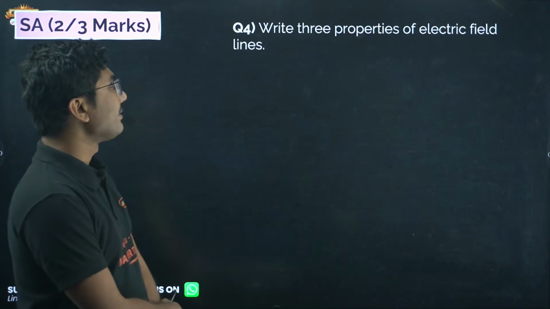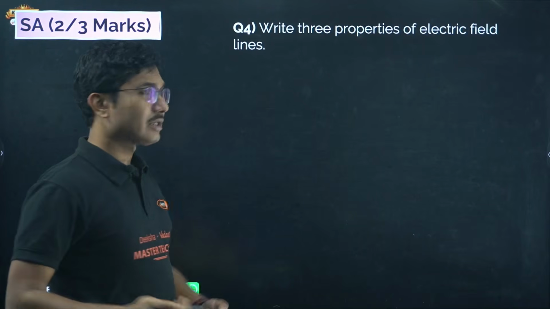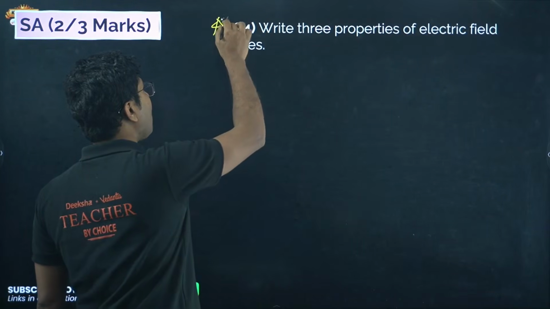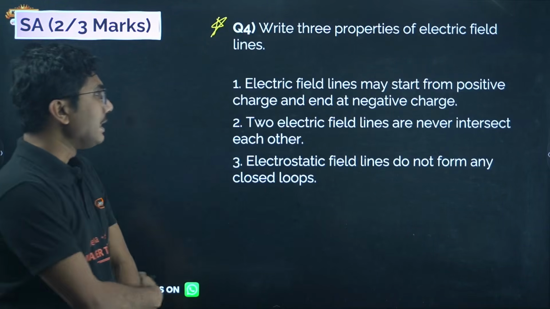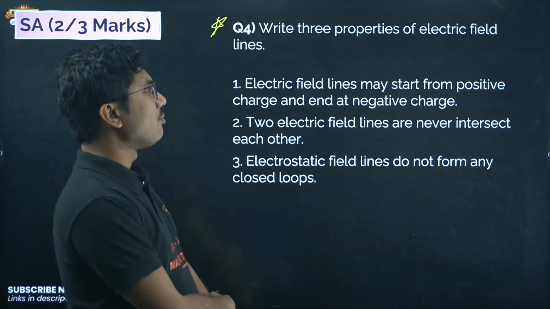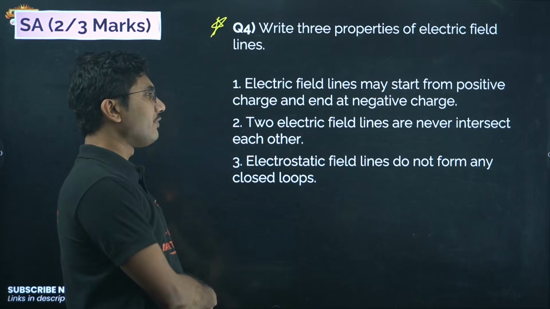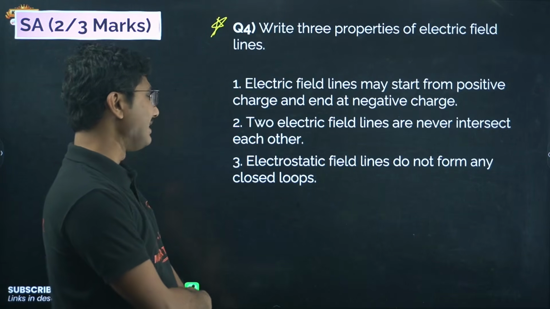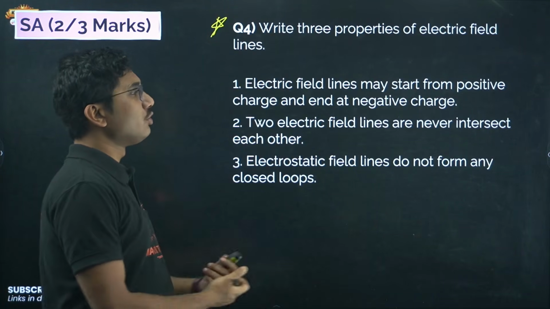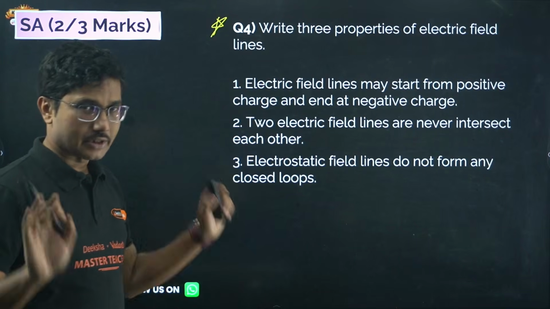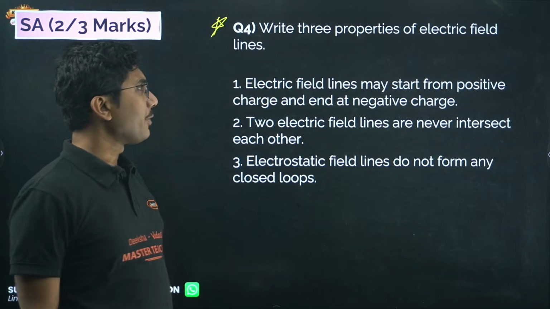Next, write 3 properties of electric field lines. Another common important question, again 2 mark, 3 mark, both are possible. Electric field lines start from positive charge and end at negative charge. Two electric field lines never intersect each other. Electric field lines do not form any closed loop. So these are the 3 very important properties.